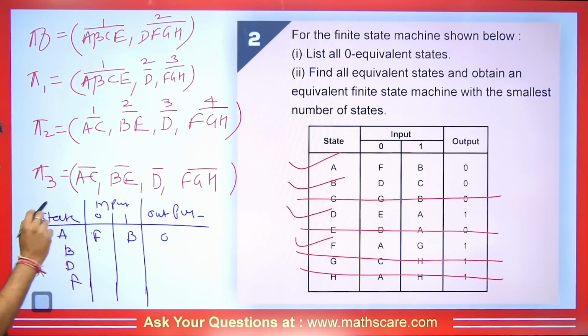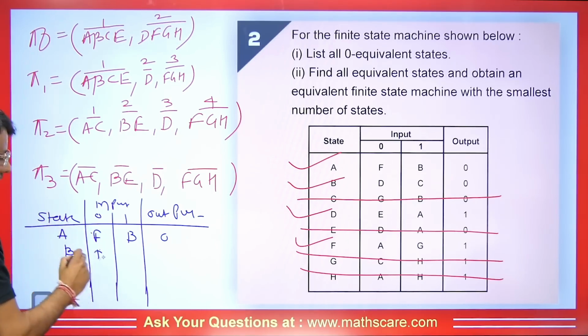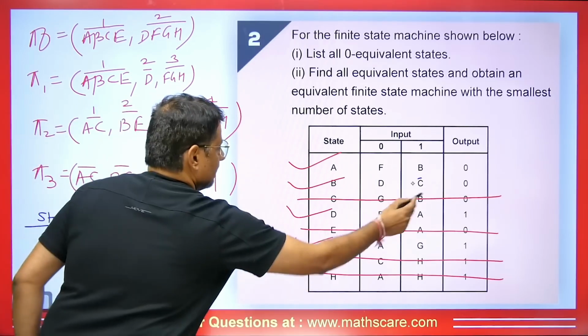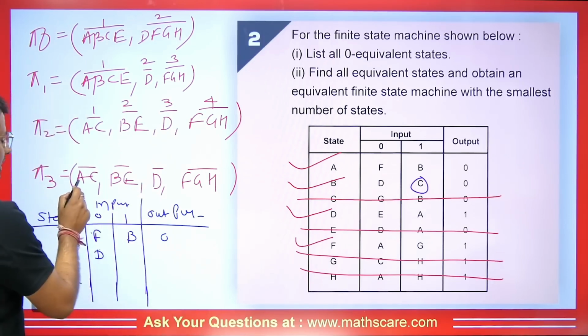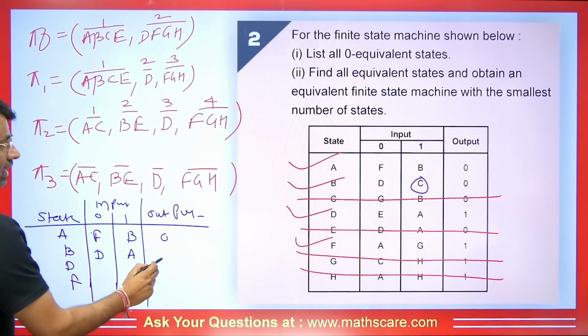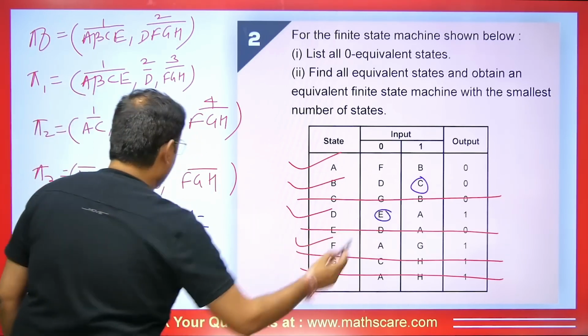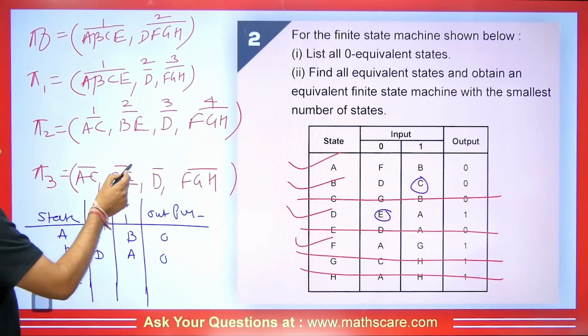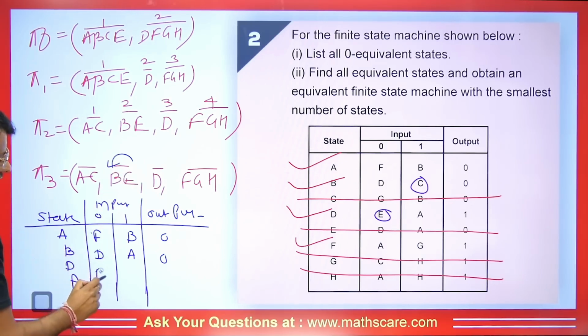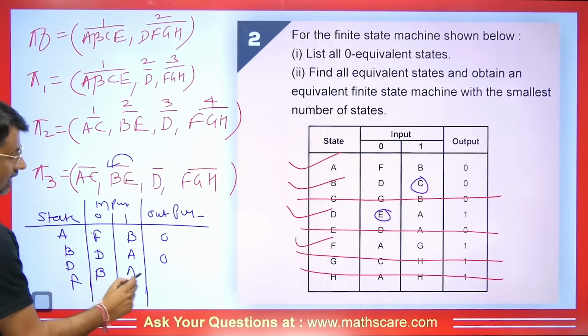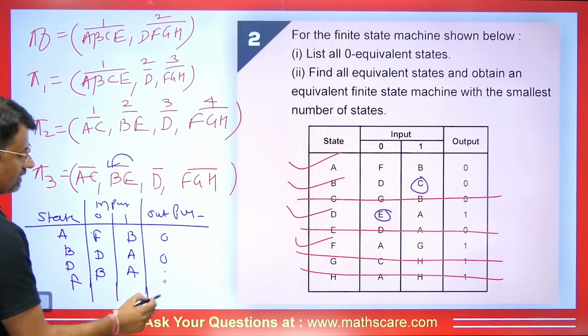Now let's talk about B. D is coming. We have D. C is not here. So C is coming in which class? A is coming in C's class. So here it will be A and here 0. Now let's talk about D. Here E is coming and we don't have E here. So E is equivalent to which one? It is equivalent to B. We will write B. And here we will get this. And here we will get 1, right?